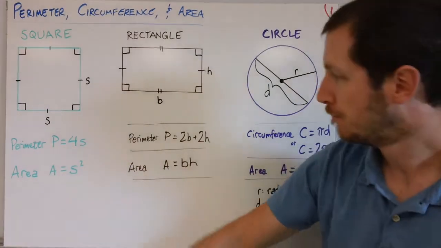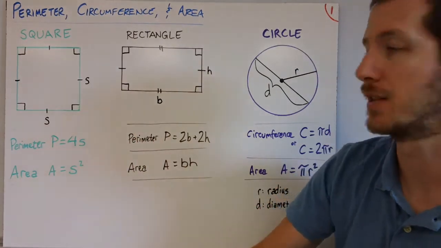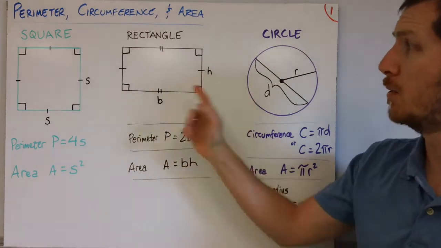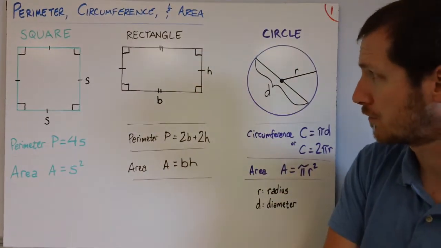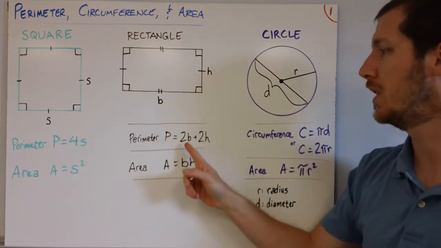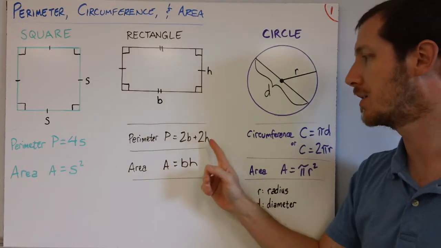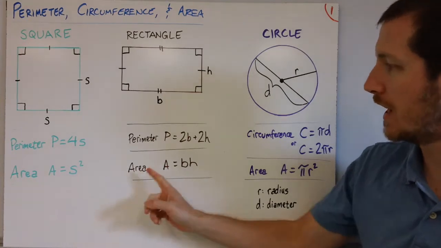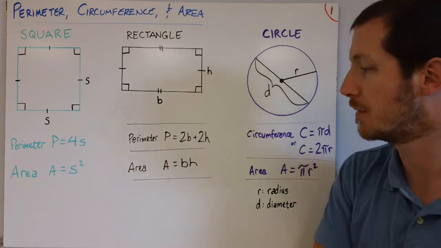The area of a square then would be any side squared, since the side lengths are all the same, so S squared. For a rectangle, again, we've got 4 right angles, and we've got 2 pairs of congruent sides. So the perimeter, which again is the length around the figure, would be twice the base, which is one side, plus twice the height, which is the other length. The area would be the product of the base and the height. So area equals b times h for a rectangle.